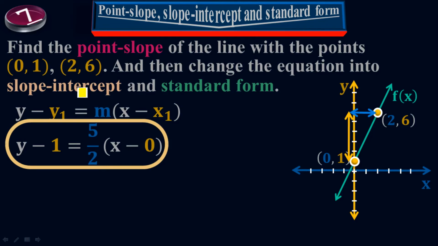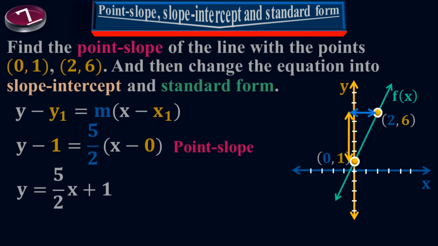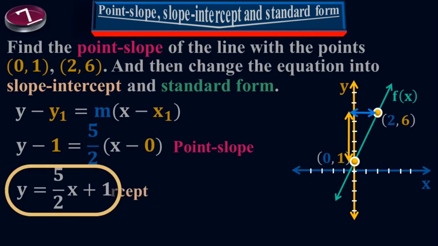Now the second task was to change it from point slope form into slope-intercept and standard form. So let me change this equation to the slope-intercept and standard form. We know that it is the point slope form, but its slope-intercept form will be in this shape. This is going to be the slope-intercept form of the line. You just rearrange this equation. x minus 0 will be x, add positive 1 on both sides. So -1 will cancel with the +1. Therefore, I got y equals 5 over 2 times x plus 1. This is the slope-intercept form of this line.